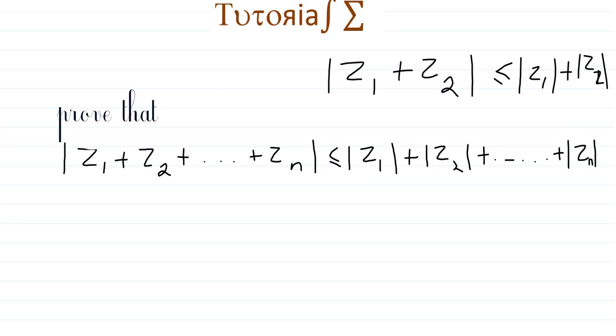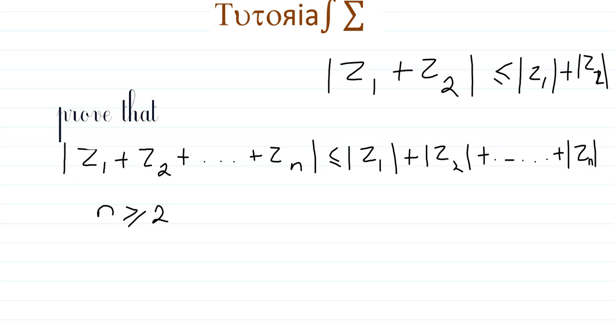So this is intuitively true, but we need to prove it, and it is true for n greater than or equal to 2, because for n equals 1 we just have modulus of z1 less than or equal to modulus of z1, which is still true because of the less than or equal to sign. So we're starting from n equals 2.